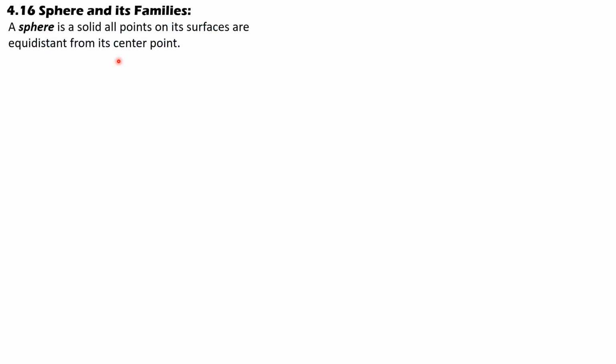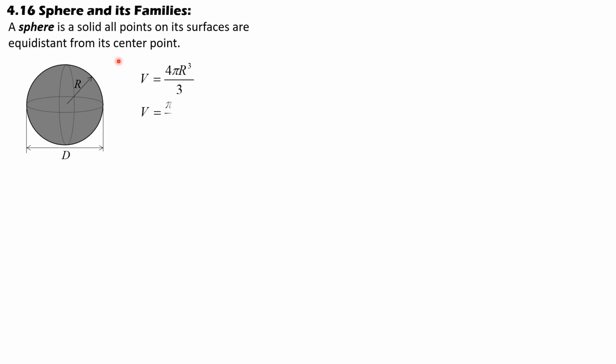So as for sphere and its families, the volume of sphere, of course, the formula can be derived using integral calculus. So we define a sphere as a solid. All points on its surface are equidistant from its center point. So the volume is equal to 4/3 pi r cubed, and the total surface area is 4 pi r square, and the volume is also pi over 6 diameter cube.